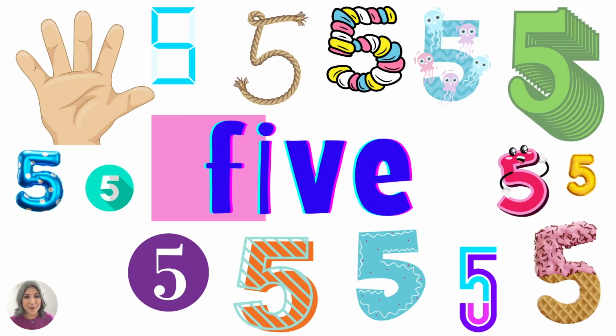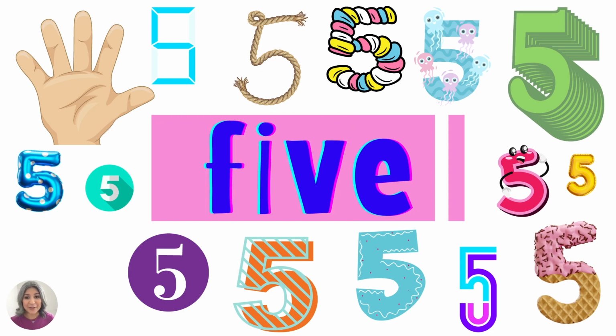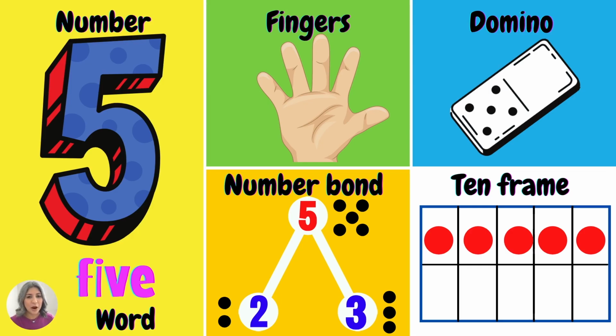5. This is the number 5. Can you say 5 with me? 5. Our number mat shows us the number 5 and the word 5. 5 is spelled F-I-V-E. To represent 5 with our fingers, we put our hand up like this. Now let's count to make sure. 1, 2, 3, 4, 5. 5. Our domino has 5 black dots to represent the number 5. Our number bond has the number 5, and then 2 and 3. 2 and 3 make 5. 1, 2, 3, 4, 5.